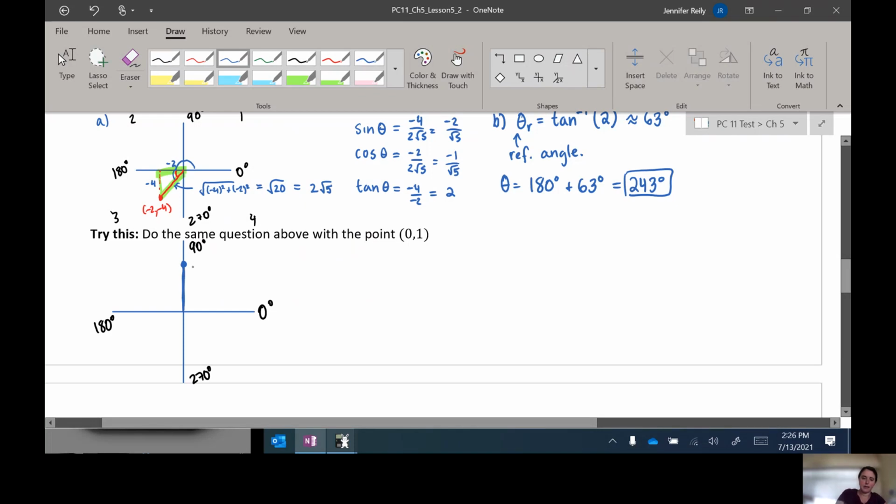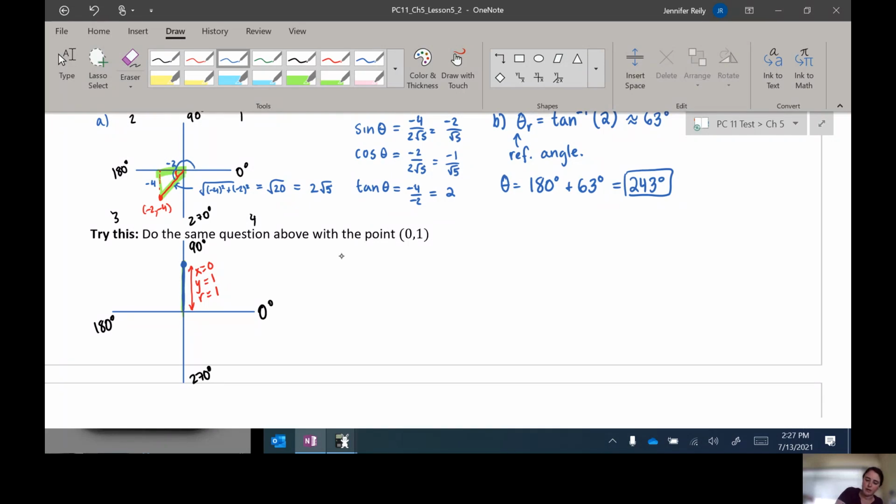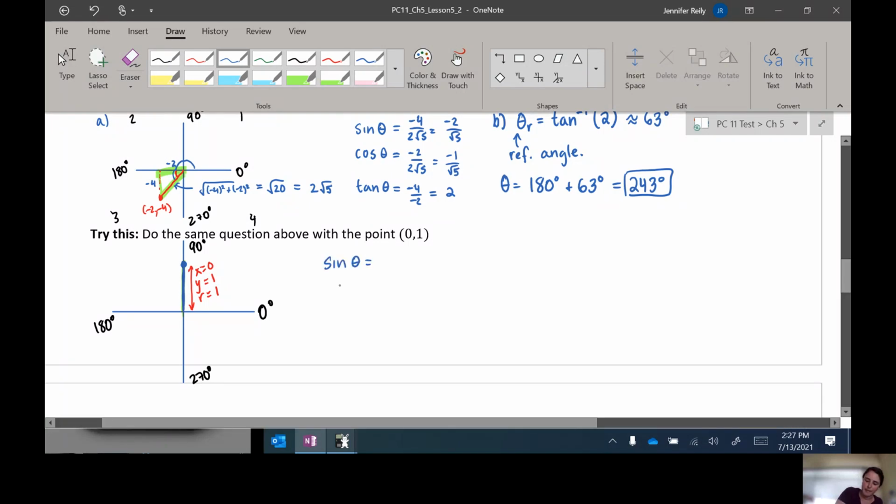So let's label some things that we know here. The y value here is 1. The length of that line is also 1, but the x value is 0. This is a bit of a special case because you actually can't draw that green triangle, because there is no triangle to draw. It has no kind of width to it. So let's see if we can still write down the trig ratios though, and you actually can.